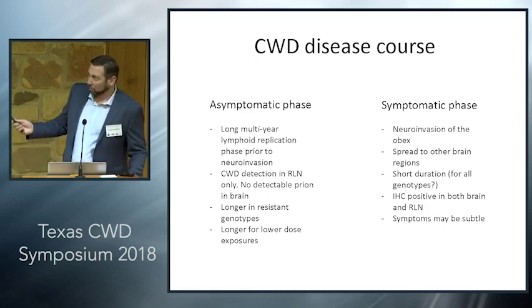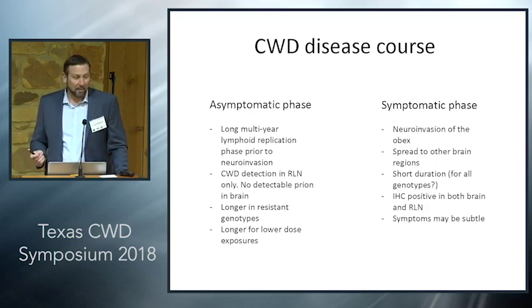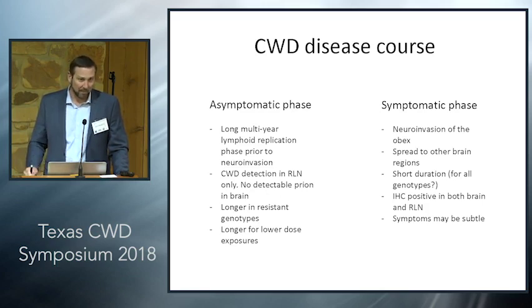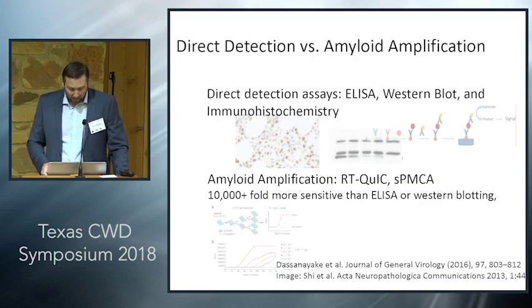In the symptomatic phase, we're all fairly familiar with it. Positivity is both in the obex and the lymph nodes, and this is typically easily detected with antemortem testing in remote tissue and in blood and some of the other studies.